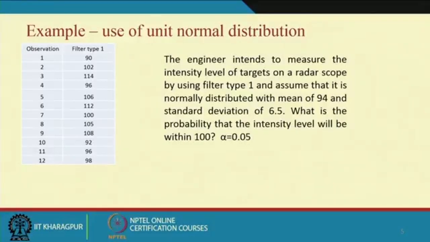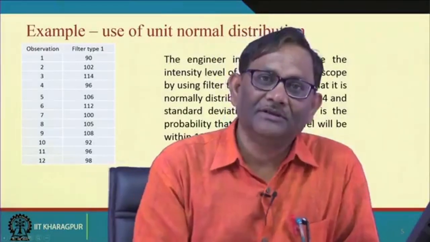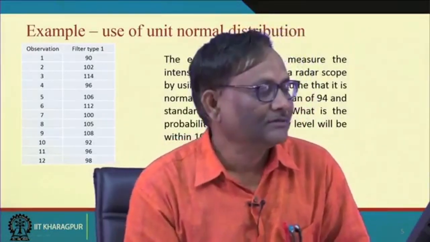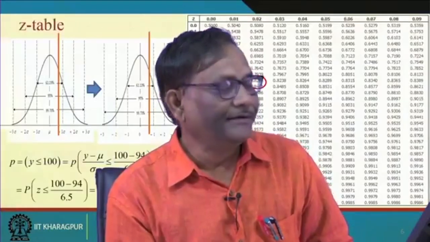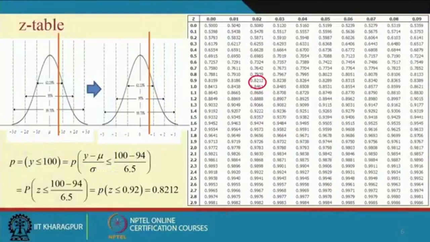So, another example. The engineer intends to measure the intensity level of targets on a radar scope using filter type 1 and assume that it is normally distributed with mean 94 and standard deviation 6.5. What is the probability that the intensity level will be within 100, or in other words, less than or equal to 100? Okay. So, we will use alpha 0.05.